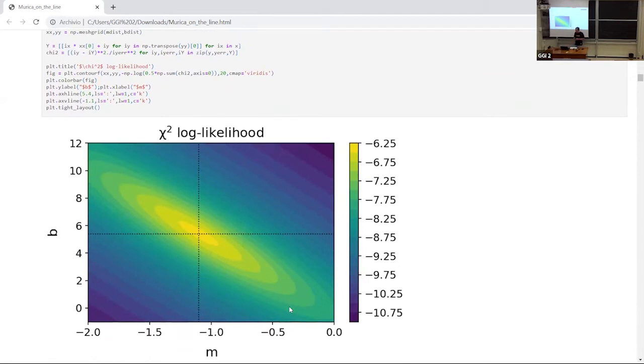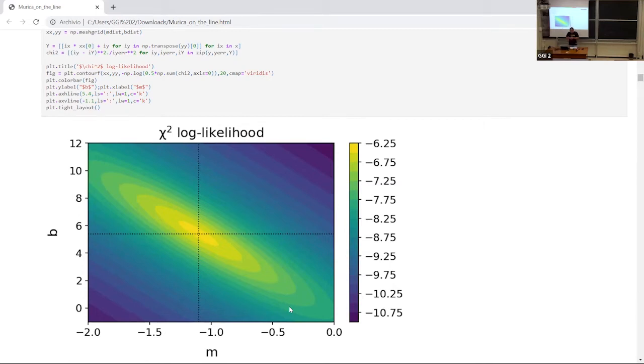What I'm doing here is that I started from two distributions for M and B that are basically a grid in this space, and for each point of the grid, I calculate the chi-square. What happens is that I get a correlation between the two parameters, created by the fact that I'm calculating the chi-square. It is interesting to note that we started from an uncorrelated distribution, but then we get a distribution that is correlated in the end. So the chi-square correlates the two parameters.